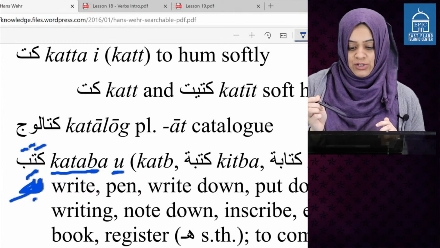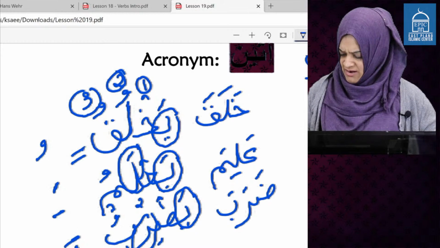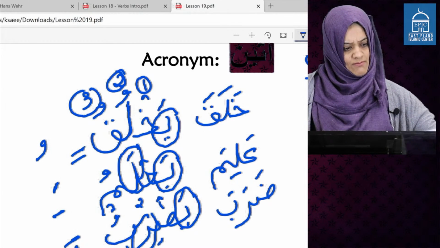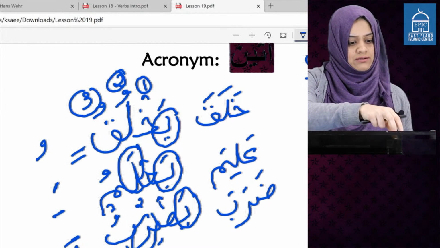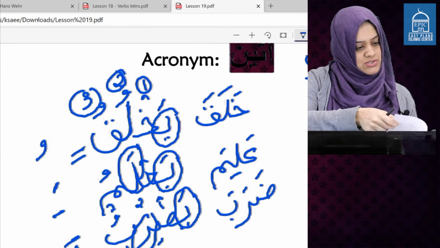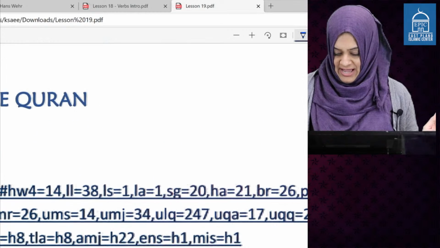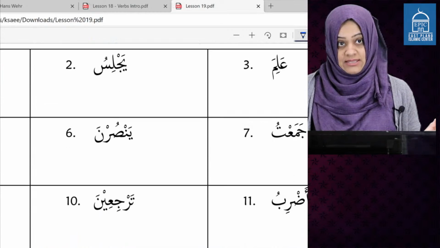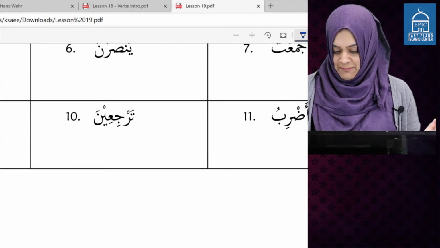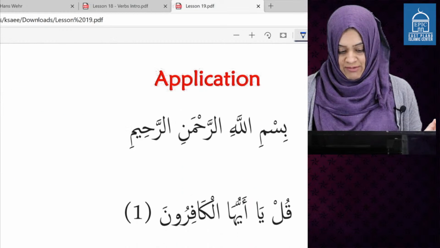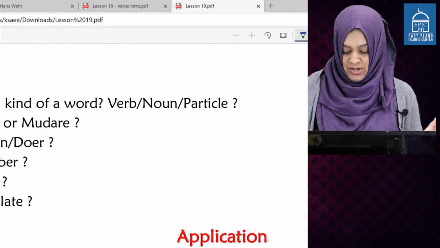Now, to conclude our lesson, Afreen, what's the time? Okay, all right. So, inshallah, in 5 minutes we will be done. Let's quickly do Kafirun, and that will show you how we are applying the mudare that we have learned today.